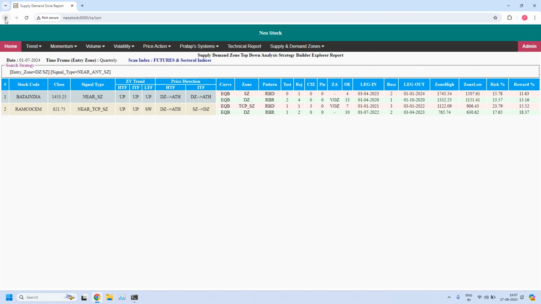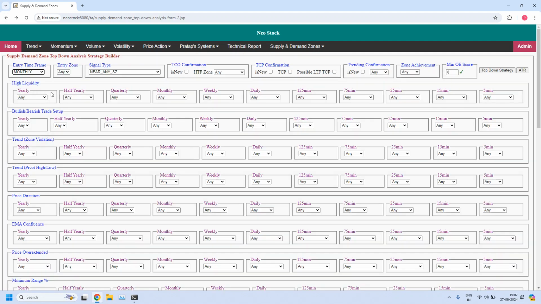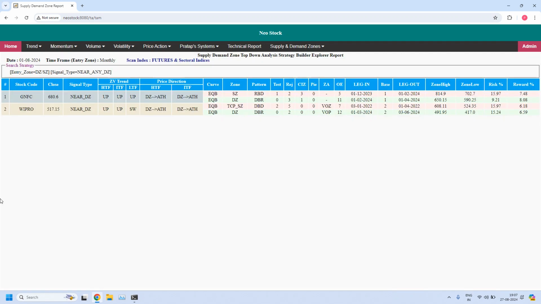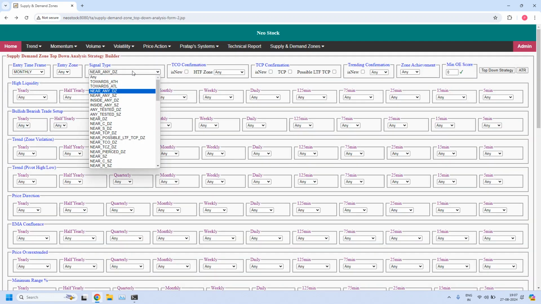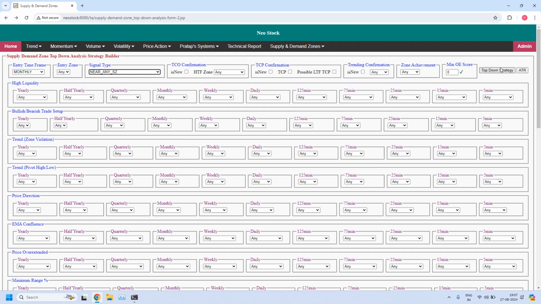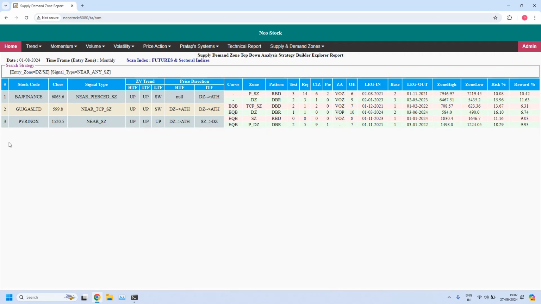The next time frame is monthly. Let us find the stocks near monthly demand zone. Two stocks are near to the monthly demand zone. Next report for monthly time frame. Let us find the stocks near monthly supply zone. Three stocks are filtered.